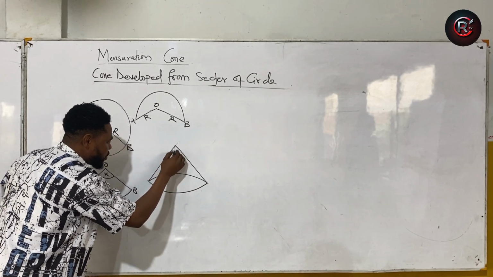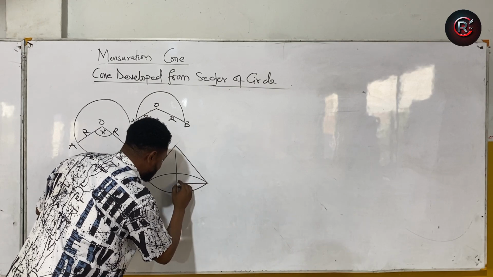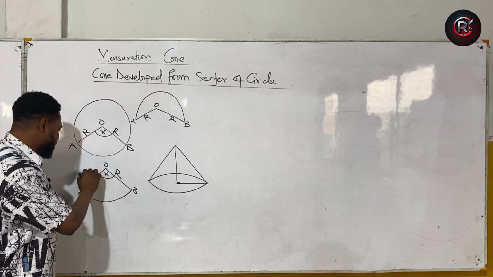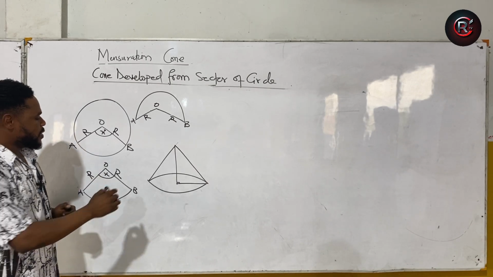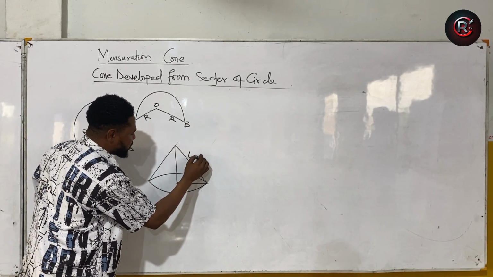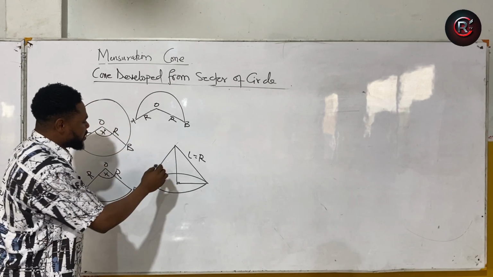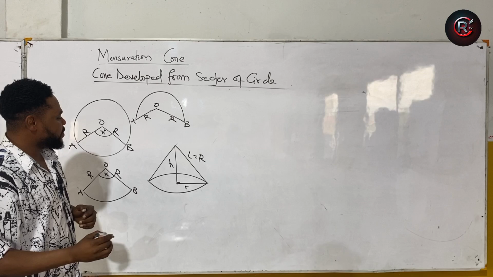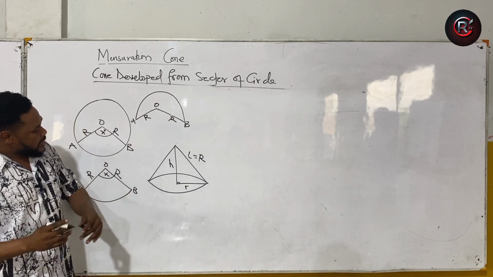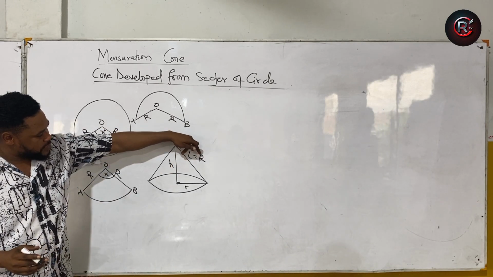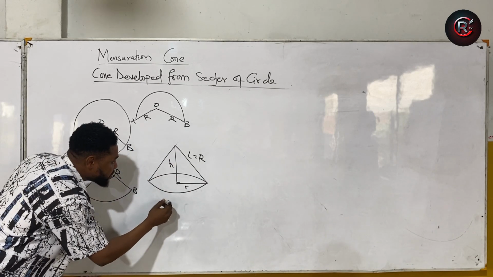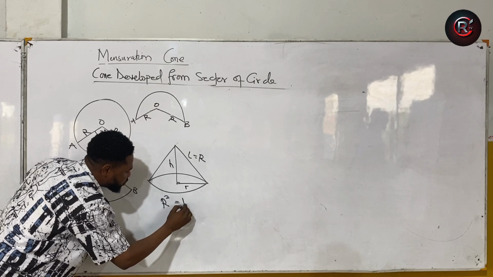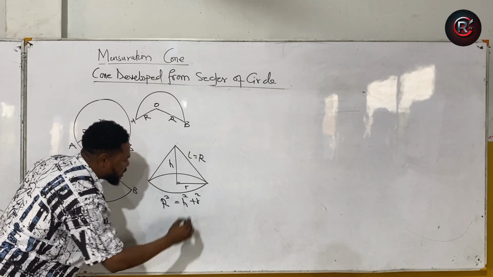So this is what we can have, as you can see. But one thing we need to know here is that the radius of the sector that is used to form the cone is equal to the slant height of the cone, as we can see. The height of the cone still remains h, and the base radius of the cone still remains small r. So we can have a relationship between h, big R and small r using Pythagoras theorem. So we can have R squared equal to h squared plus small r squared.